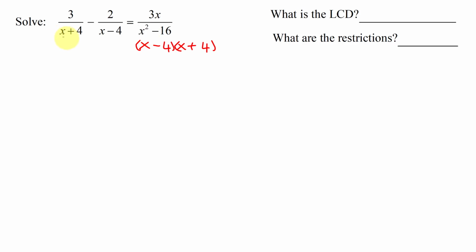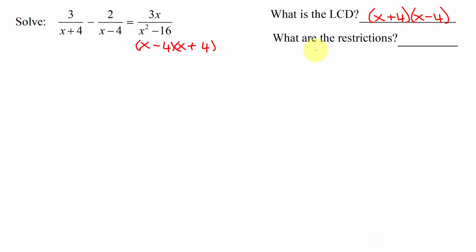And to do that, you go to your first denominator and you need an x plus 4. Go to the next denominator. Do I have an x minus 4 here? No, so you just multiply by x minus 4. Go to your third denominator. Do I already have an x minus 4? Yes, don't need another one. Do I already have an x plus 4? Yes, don't need another one. So this is my least common denominator.